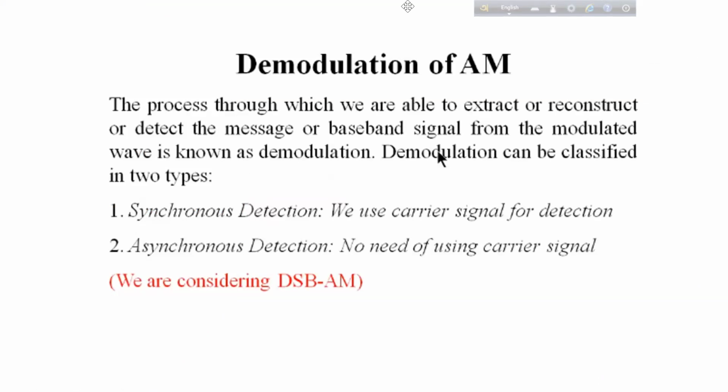So let's start with demodulation of amplitude modulation. The process through which we are able to extract, reconstruct, or detect the message or baseband signal from the modulated wave is known as demodulation. Demodulation can be classified into two types: synchronous detection and asynchronous detection.